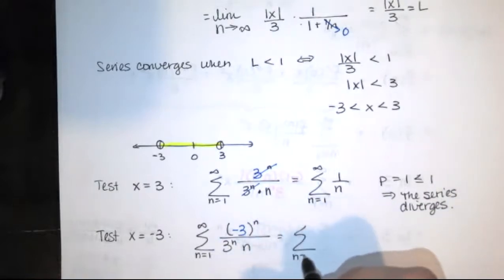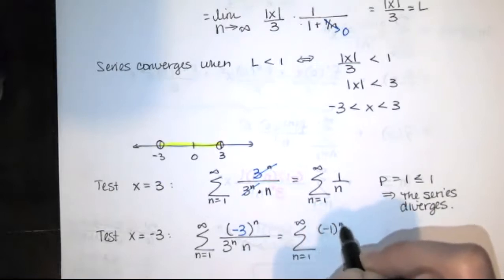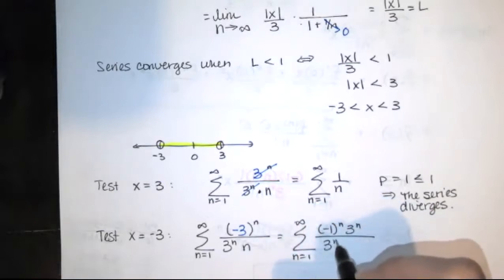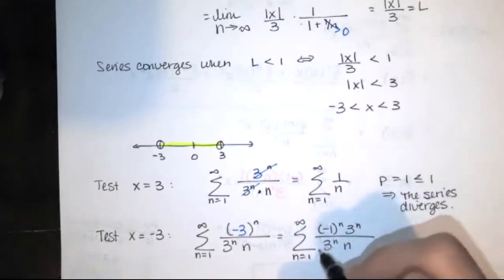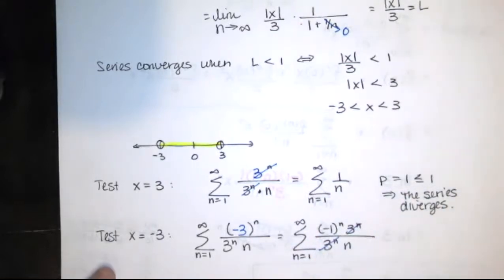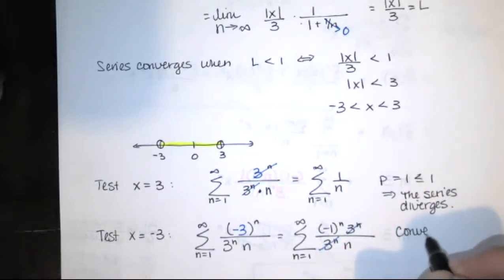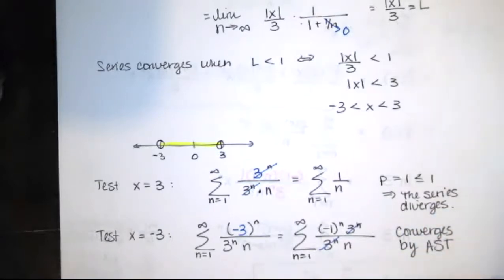So you can replace that -3 to the n in the numerator with -1 to the n times 3 to the n over 3 to the n times n. And those guys reduce, and we have an alternating harmonic series. I'm not going to prove it here, but this one converges by the alternating series test. And it's actually pretty easy to prove. B sub n is just 1 over n. And clearly B sub n approaches 0 as n goes to infinity, and B sub n plus 1 is definitely less than or equal to B sub n for all n, for which this series is well defined. So this converges by the alternating series test.